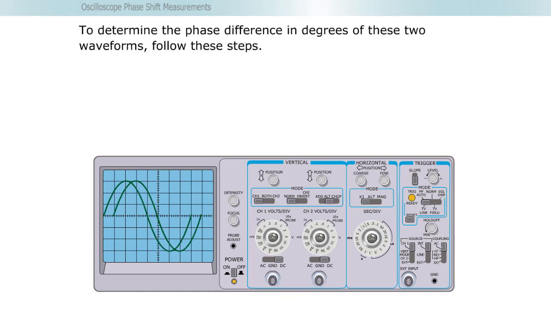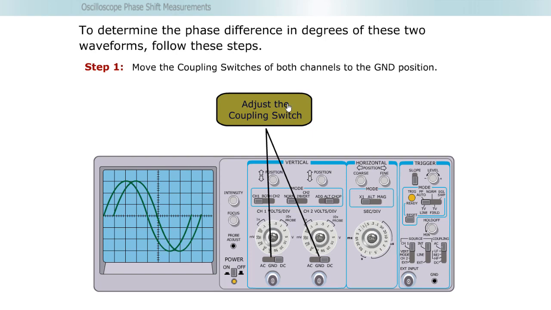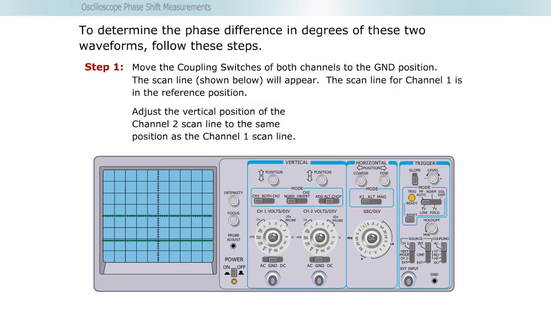To determine the phase difference in degrees of these two waveforms, follow these steps. Step 1. Move the coupling switches of both channels to the ground position. The scan line will appear. The scan line for channel 1 is in the reference position. Adjust the vertical position of the channel 2 scan line to the same position as the channel 1 scan line.